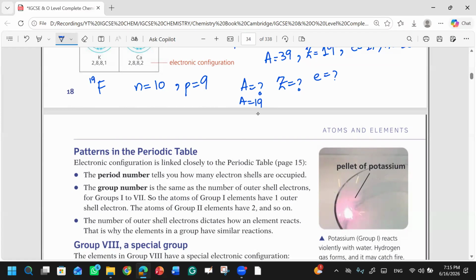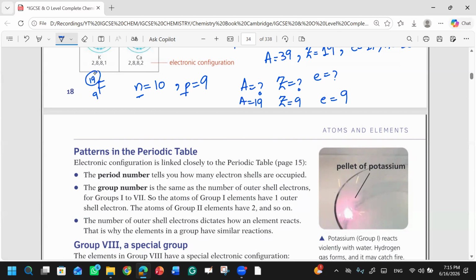What about Z, the atomic number or the proton number? The proton number is 9. Great. And the electron number would be 9 as well. Now, are you clear what we do? For atomic mass, we need to add the number of neutrons and the number of protons.